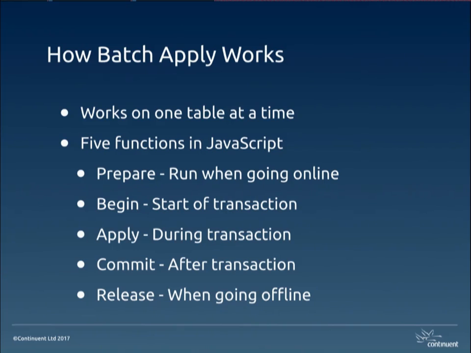Underneath, within the batch applier, we generate a CSV file one table at a time. So one target table structure at a time, or one block of records at a time. And I say that very specifically. And then the function within JavaScript works by basically having 5 functions.